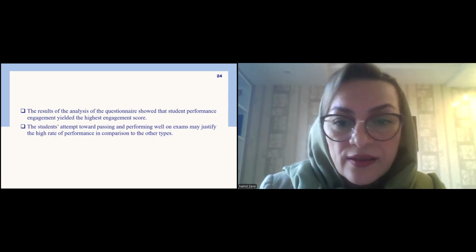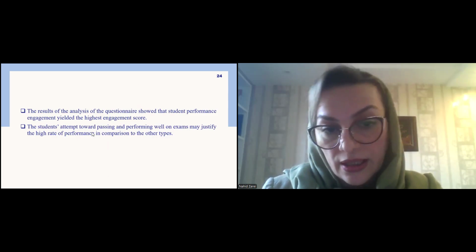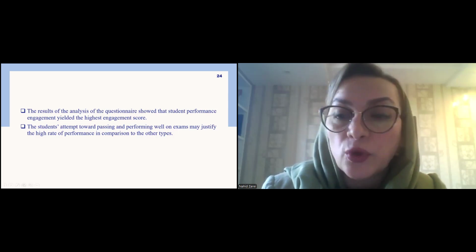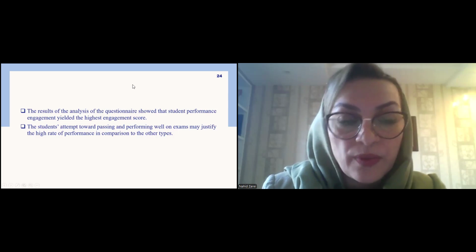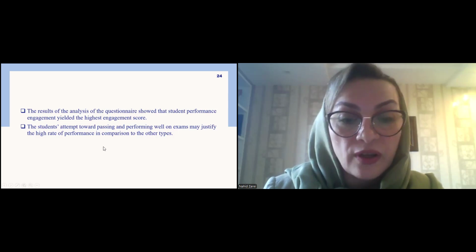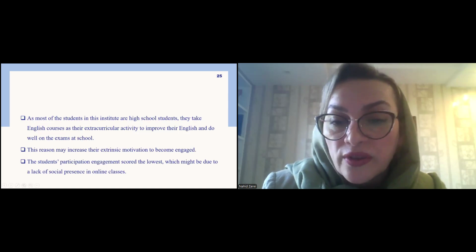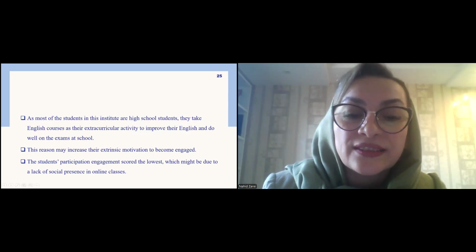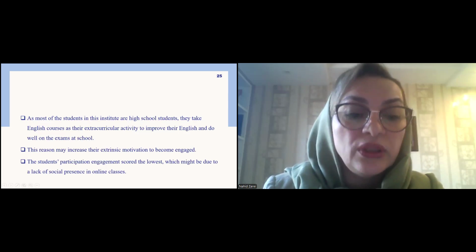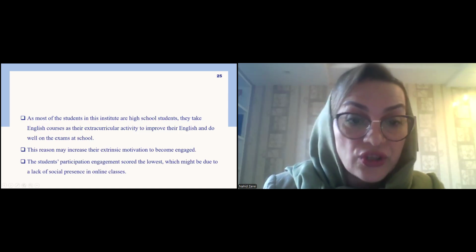The result of the analysis of questionnaires showed that student performance engagement yielded the highest engagement score. Maybe it is because the students' attempt toward passing and performing well on exams may justify the high rate of performance in comparison to other types of engagement. As most of the students in this institute are high school students, they take English courses as their extracurricular activity to improve their English and do well on the exam at school. This reason may increase their extrinsic motivation to become engaged.